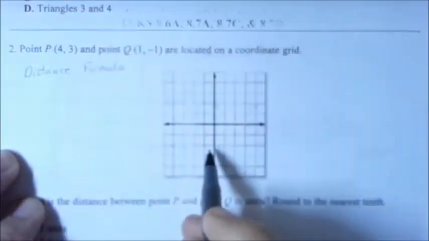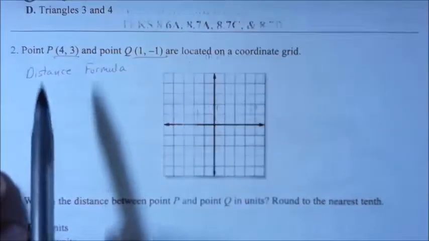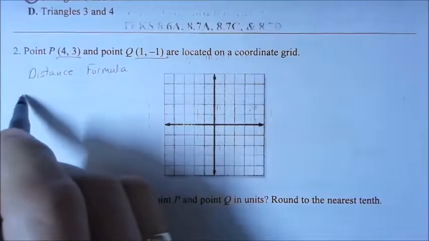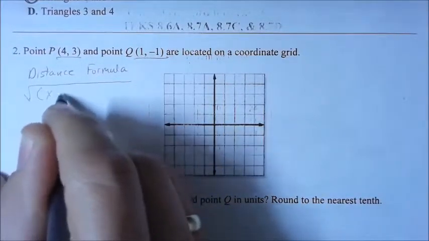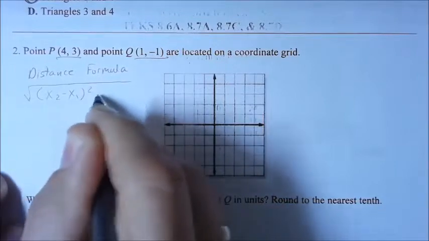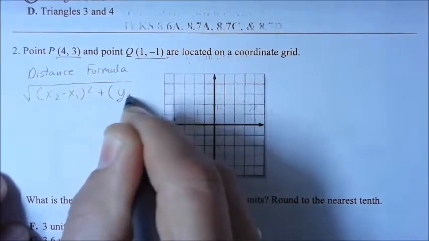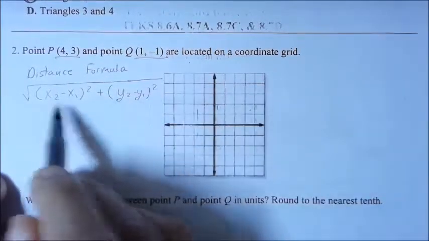That's if we didn't want to graph it. If we just wanted to take these 2 points and plug them in, we could use the distance formula. That distance formula was you have to take the square root of x2 minus x1 squared plus y2 minus y1 squared. And remember, this is just delta x and delta y.